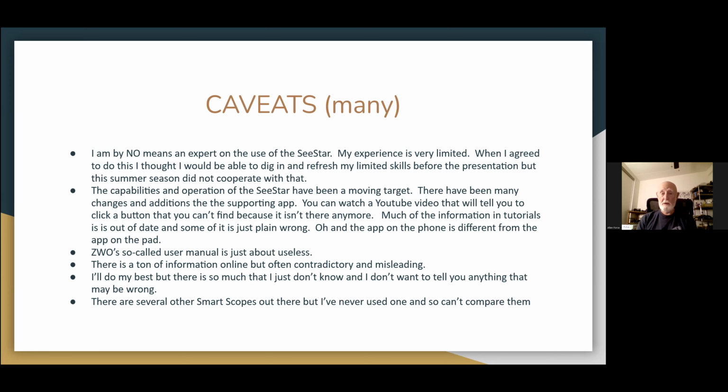There's a ton of information online, but it's often contradictory and misleading, and some of it is just plain flat wrong. I'll do my best here. I'm hesitant to tell you anything that may turn out wrong. Also, there are a number of other smart scopes out there on the market, EvoScope and Dwarf and things like this. I've never used one, so I can't compare them.